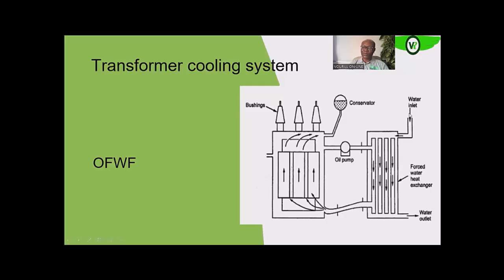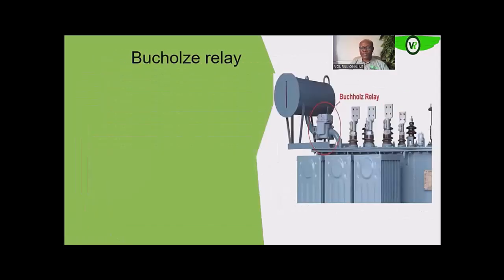So in this kind of case, we have an oil water pump forcing the water through the heat exchanger, and then we also have an oil pump forcing the oil into the heat exchanger and also through the transformer windings. So such an arrangement is known as the oil forced water forced cooling system. So you will see all of this on the nameplate of your transformer.